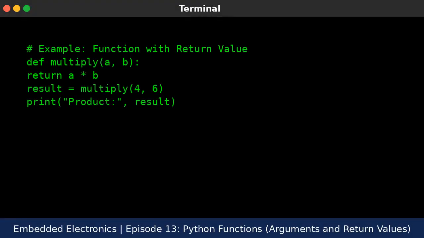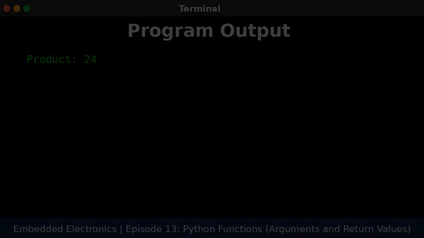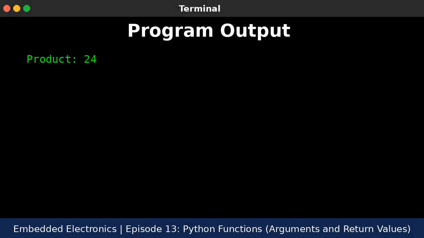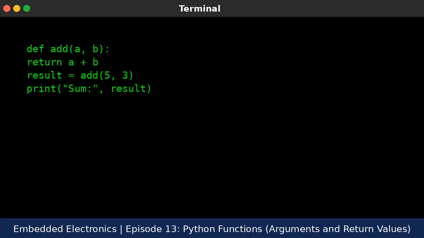Here is an example that defines a function to multiply two numbers and return their product. When this program runs, it prints the returned product value from the function. This example defines a function with two positional arguments and returns their sum.